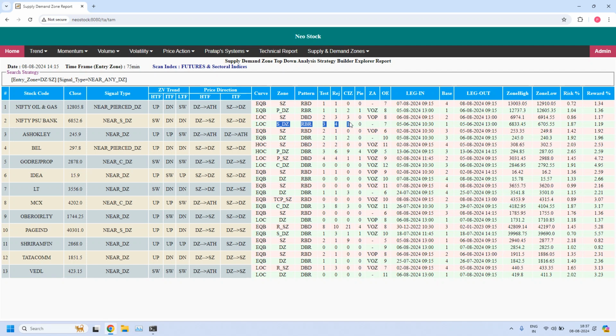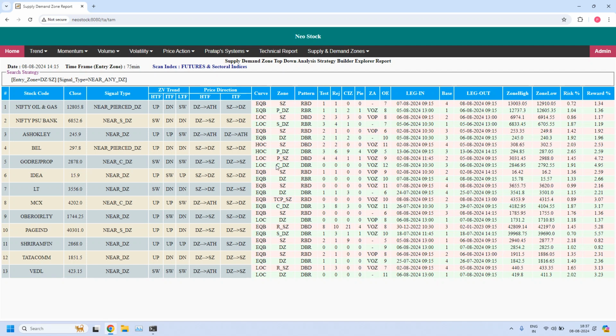It is a valid zone because pierced count is 0. So which stock is it? It is NIFTY PSU Bank. It is an index not listed in the F&O category. So any others?